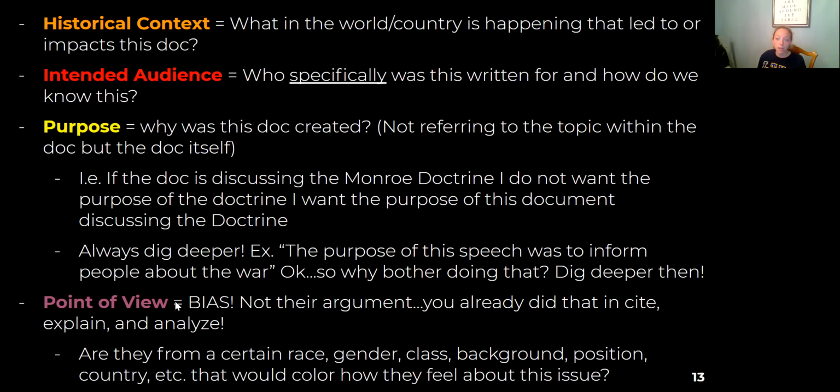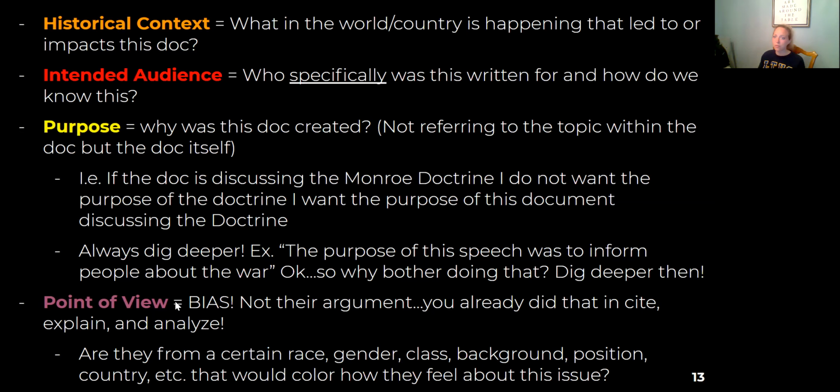Okay, that's probably a more obvious purpose. So dig deeper. Why would they even bother doing that? So digging deeper was, you know, the president, FDR, is trying to inform people about the war because he wants them to buy war bonds. That's the true purpose right there. That's digging a little bit deeper.